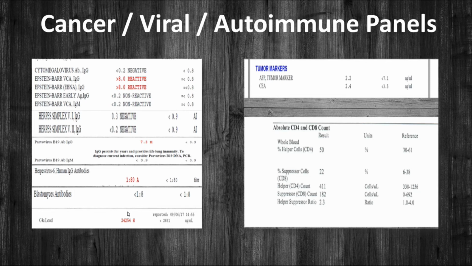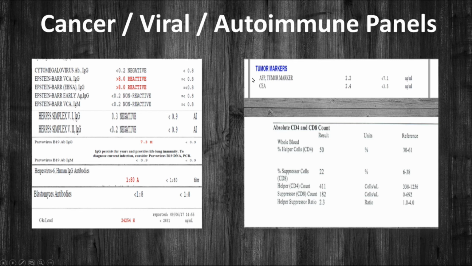Now, these tests we won't run very often on people. However, sometimes we might see some really hidden underlying things that we need to investigate further. These panels are things like cancer panels, looking for underlying viral issues, and even autoimmune panels. For example, the Epstein-Barr virus is linked to chronic fatigue, so you can see that this person has a chronic fatigue virus that's affecting the immune system. We can also look at things like C4A level.